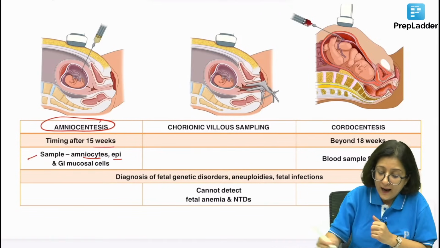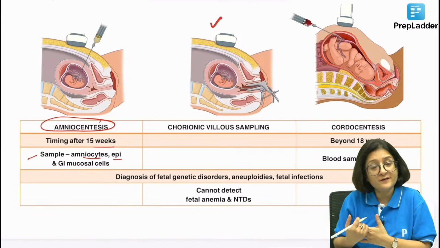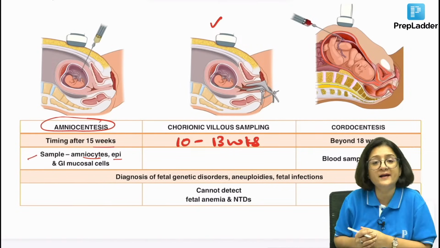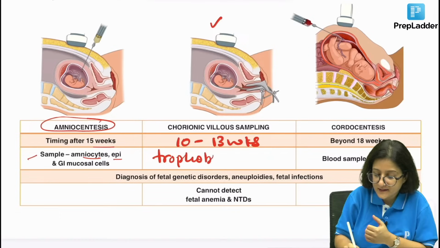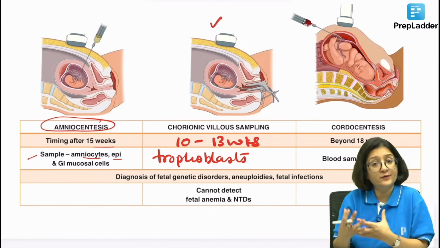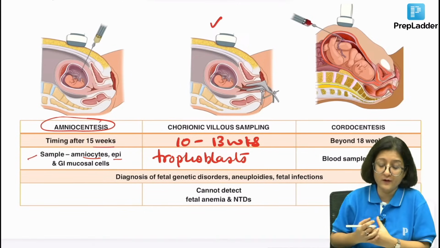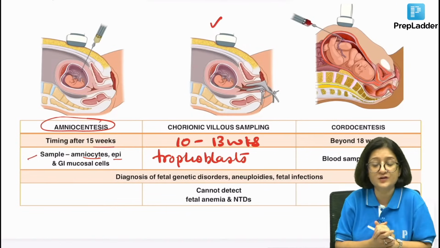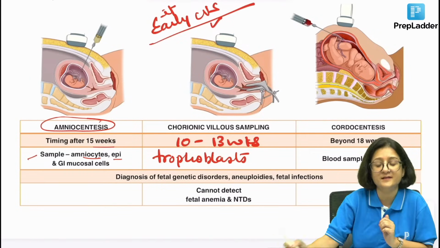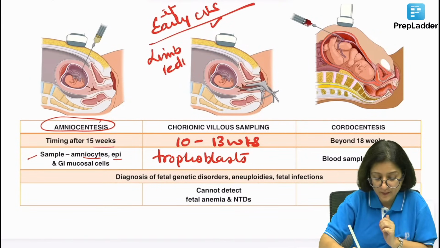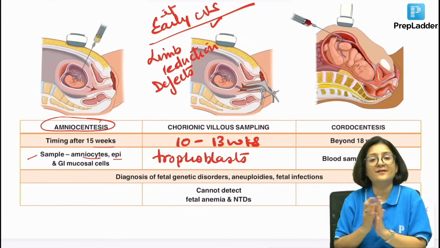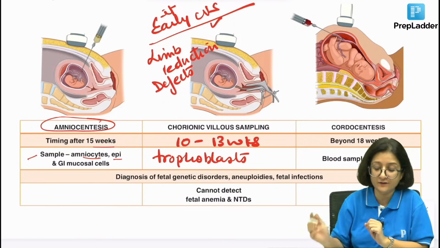amniotic fluid. The image on the right is showing chorionic villus sampling. The timing for chorionic villus sampling is 10 to 13 weeks, right? The sample is trophoblast. The trophoblasts are the dividing cells. Reports of karyotyping come much faster with chorionic villus sampling as compared to amniocentesis. Please remember that if early CVS is done, it can lead to limb reduction defects. So early is definitely not done. Right time is 10 to 13 weeks.